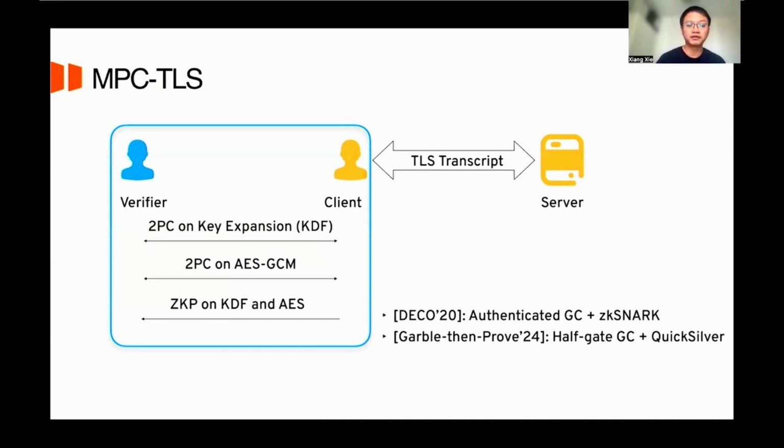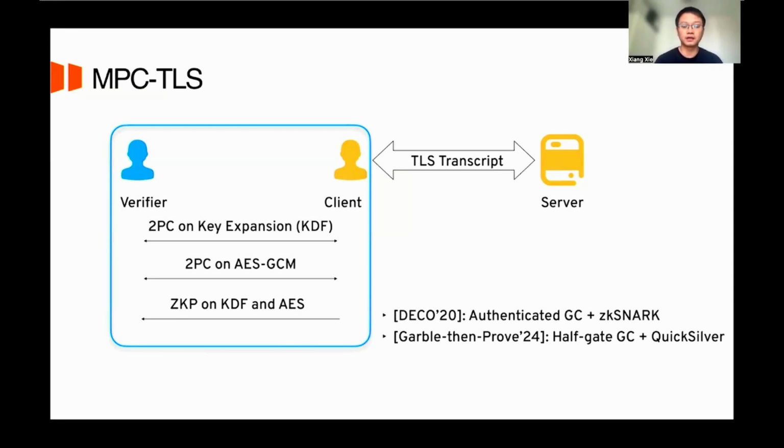But this time, before they run the DKP, the verifier has to send back his key shares to the client, so the client has all the witness. This is actually used by different papers, like the Deco paper. They are using maliciously secure 2PC protocols, which is authenticated garbled circuit, and then they're using ZK-SNARKs to prove the KDF and the AES.